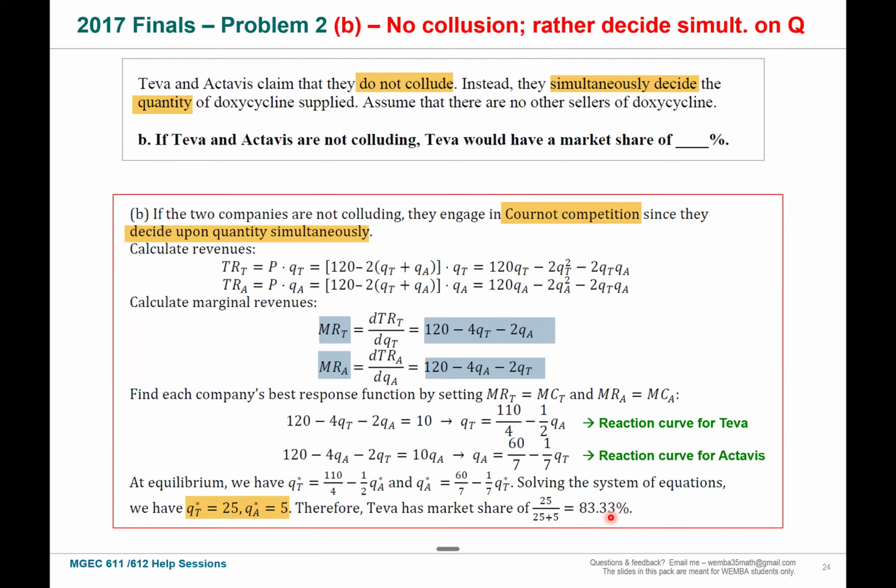But I hope you are seeing that the problem is actually quite simple. If you know the mechanics of how to play these different games, whether it's Cartel or Cournot or Stackelberg, yes, the algebra is a little tedious, but the steps are not complicated. Hopefully that intuition is coming along.